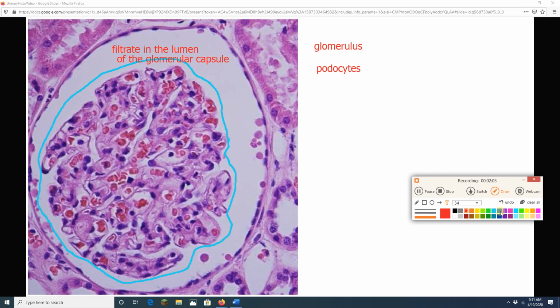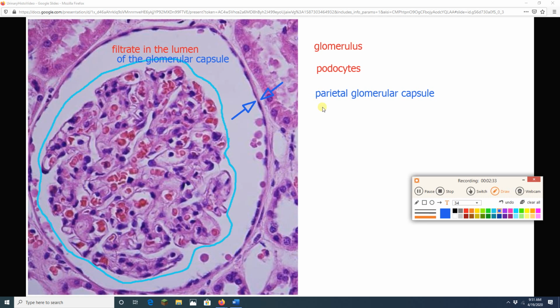There's actually 2 layers to it, and we're only going to see one right now, okay? So I'm going to put a double arrow on it. There it is. That right there is the parietal layer, or just parietal glomerular capsule. It makes sure that when the filtrate is made, the filtrate doesn't go anywhere it's not supposed to go.